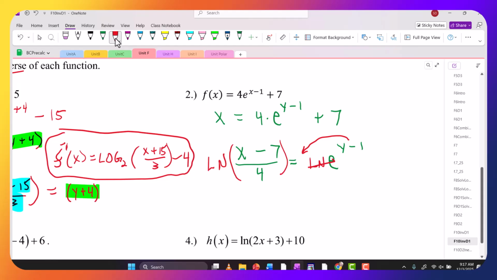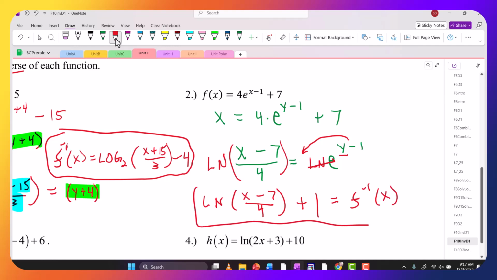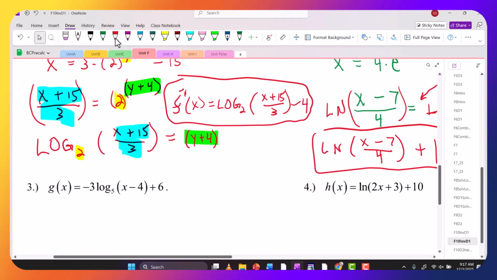And then the last thing I have to do is add this 1 to both sides. And then I guess I'm staying red because I don't feel like changing the colors. Divided by 4, and then add 1, and then that's how this y is by itself. And now we're going to turn this into inverse of f of x. All right, so pretty simple, pretty standard. And then it's just the reverse when we have logarithms turning into exponents. So we'll do that 2 different ways.